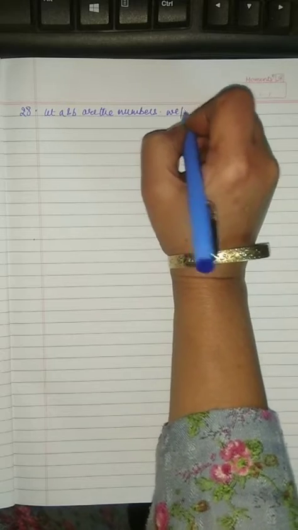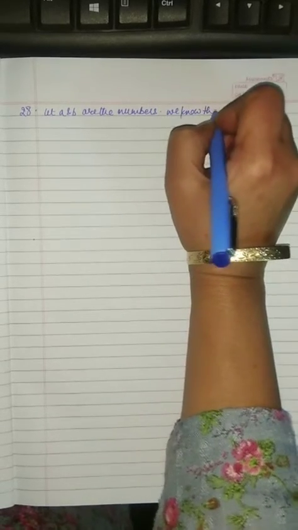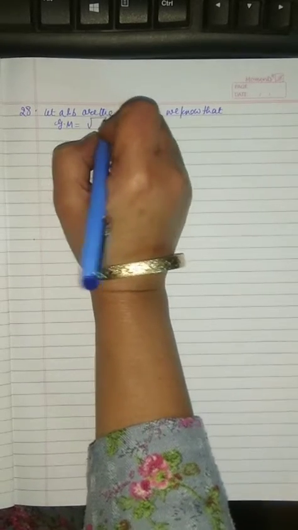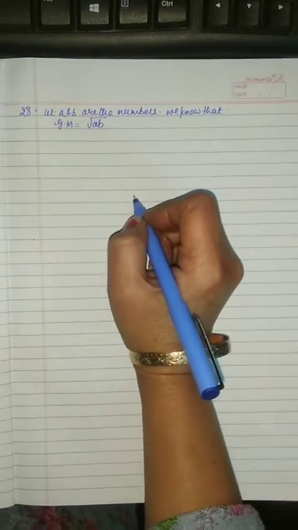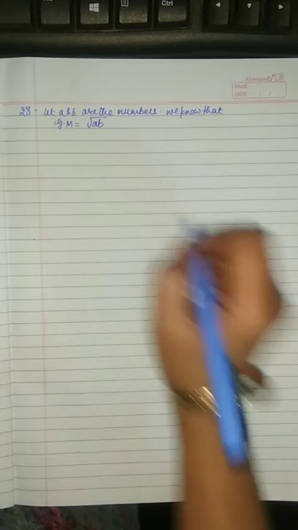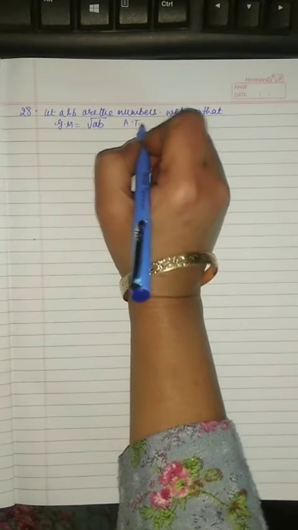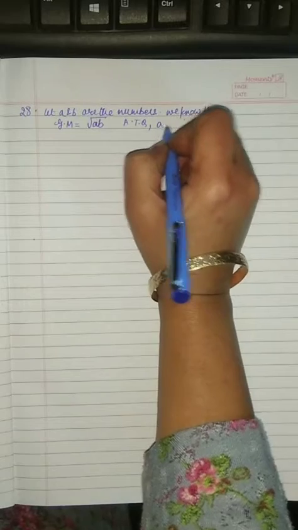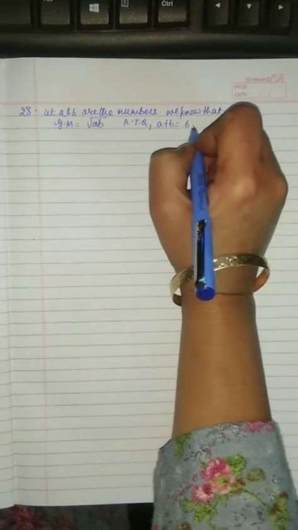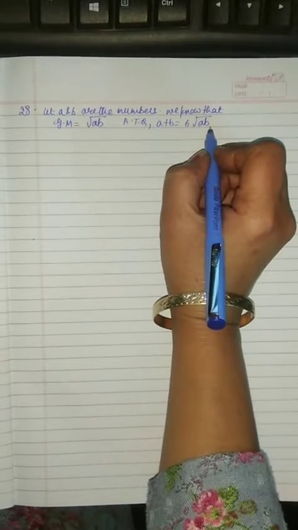We know that the geometric mean between these two numbers is equal to under root A into B. So according to the question, the sum of two numbers is 6 times their GM. Sum of numbers is equal to 6 times their GM, 6 into under root AB.